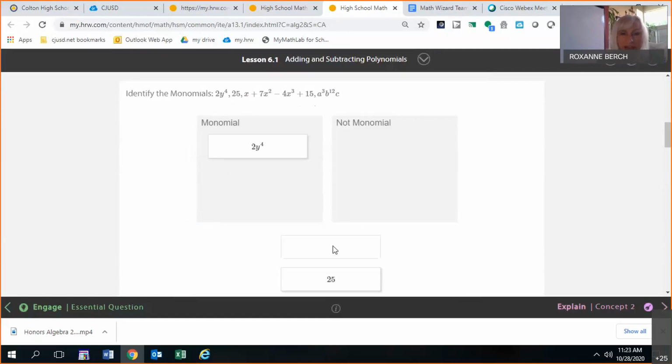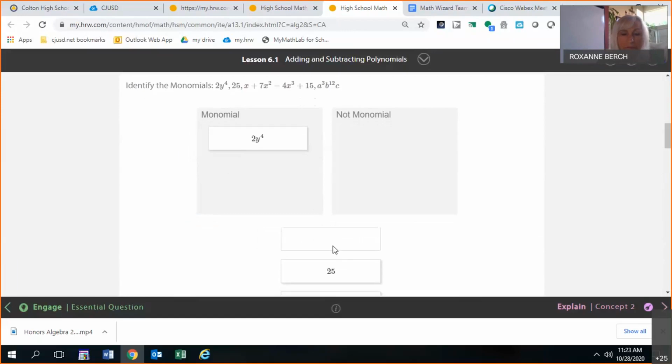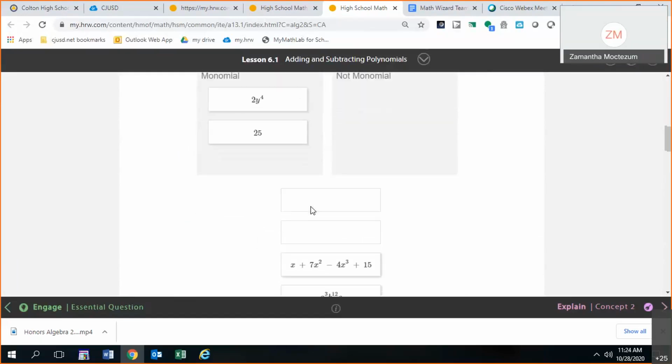What about 25? Can it be a product of? Well, we said the definition of a monomial was a number or a variable or a product. So is this a monomial or not? Yes, it is. Well, we're going to check in a minute.